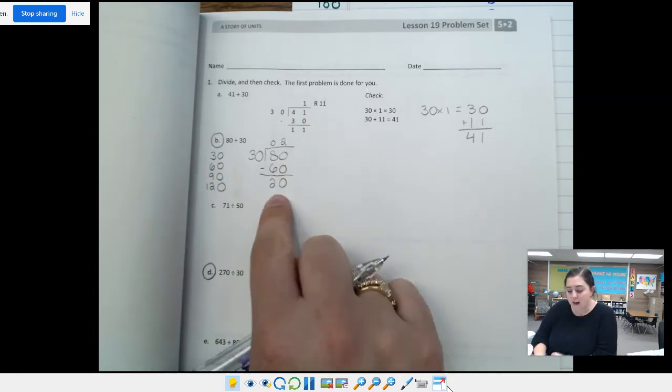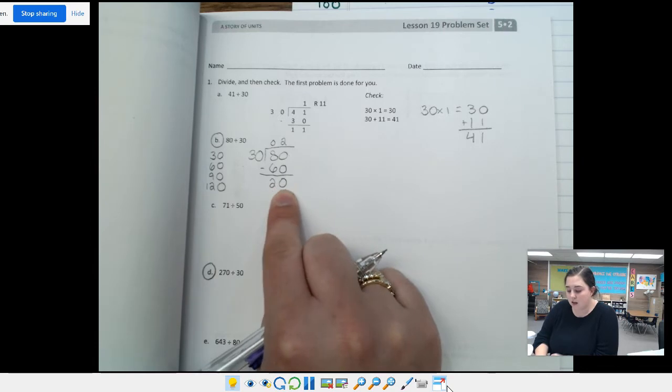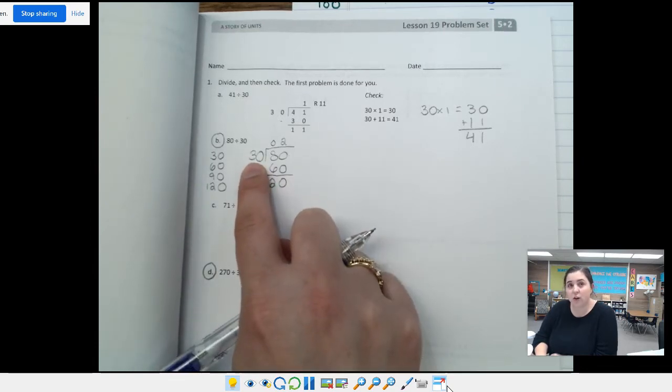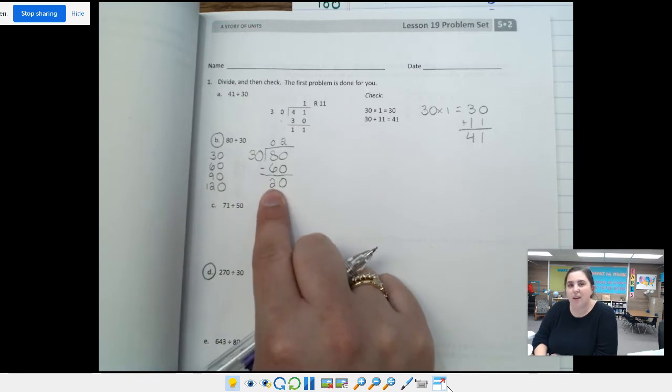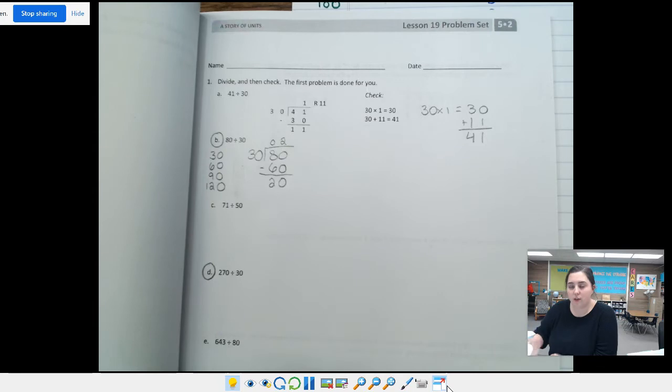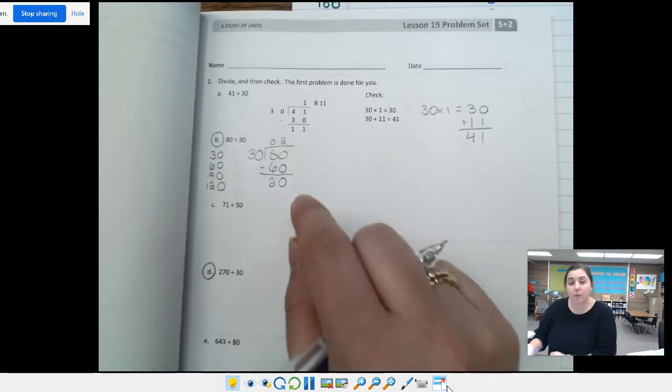One little trick for you. If you subtract and your number here is larger than your divisor over here, larger than 30, it means that you could probably go in more than one time, or more than you have written up above. Okay, there's nothing to bring down, so we're done.